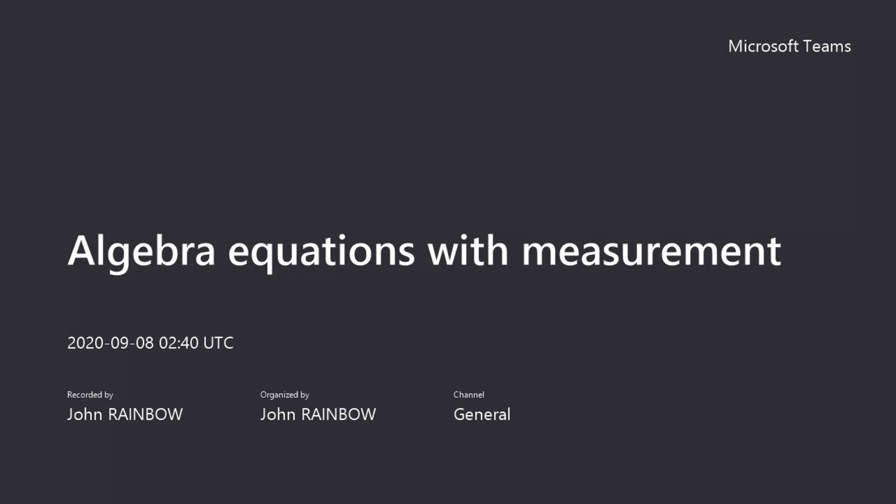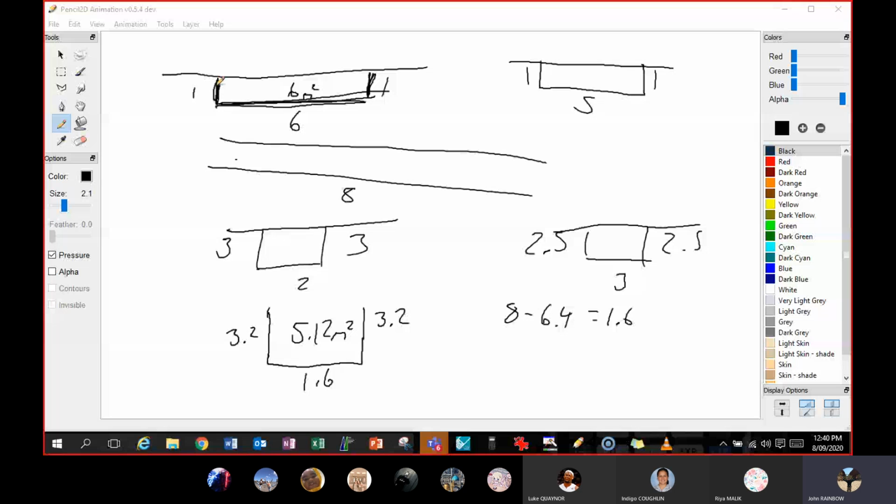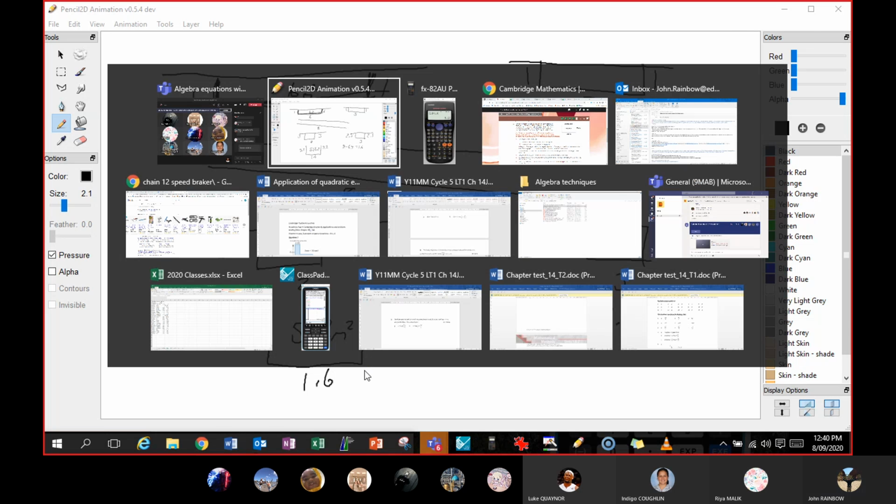So you're going to have 8 meters. So 1, 1, you're left with 6 meters. So the maximum width would be 6 with 6 meters squared. The next question is saying we've got a width of 3.2. So if you've got 3.2 here, you'd have 3.2 there. That's how I read it.